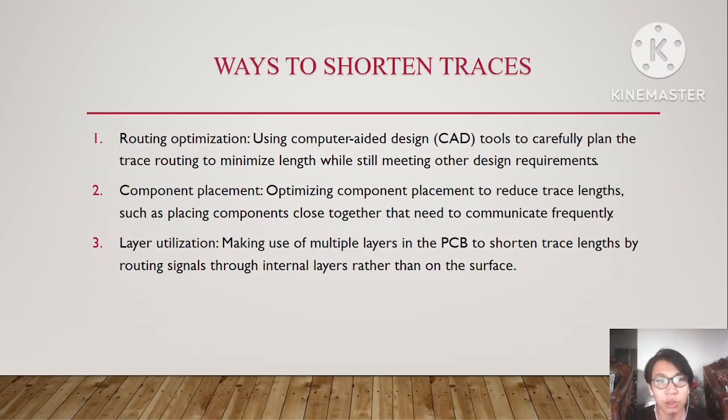So, one of the ways to shorten the traces is we use routing optimization, where we use the computer-aided design (CAD) tool to carefully plan the trace routing to minimize length while still meeting other design requirements. Second, we can use component placement, where we optimize component placement to reduce trace lengths, such as placing components close together that need to communicate centrally.